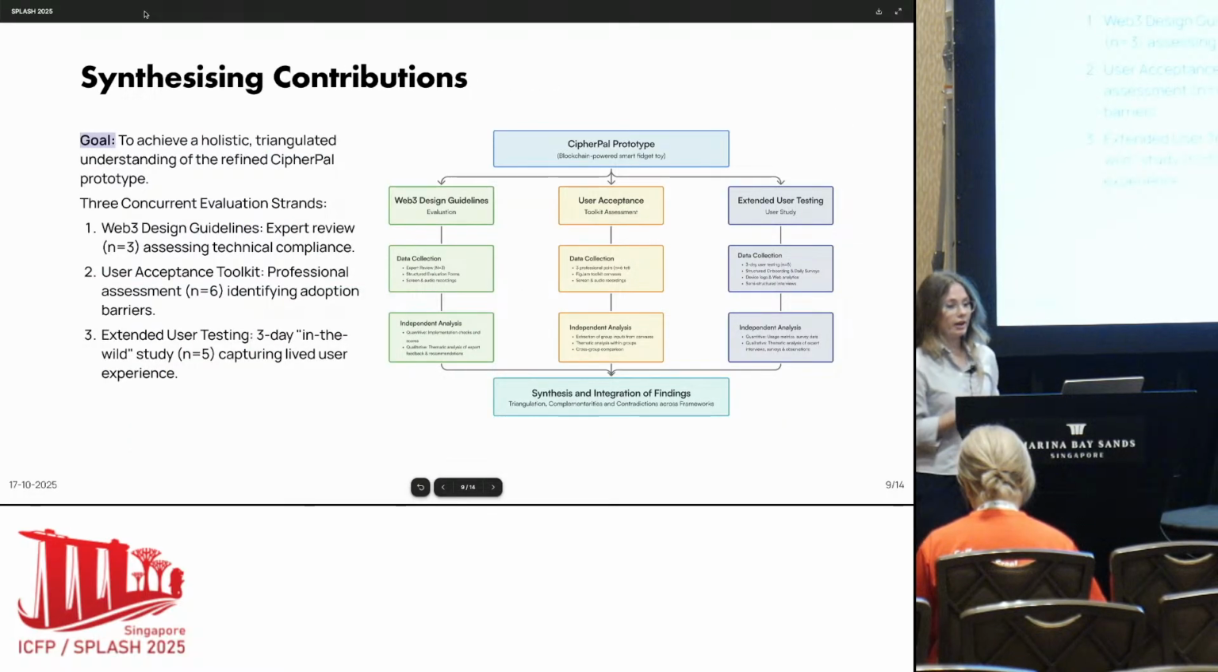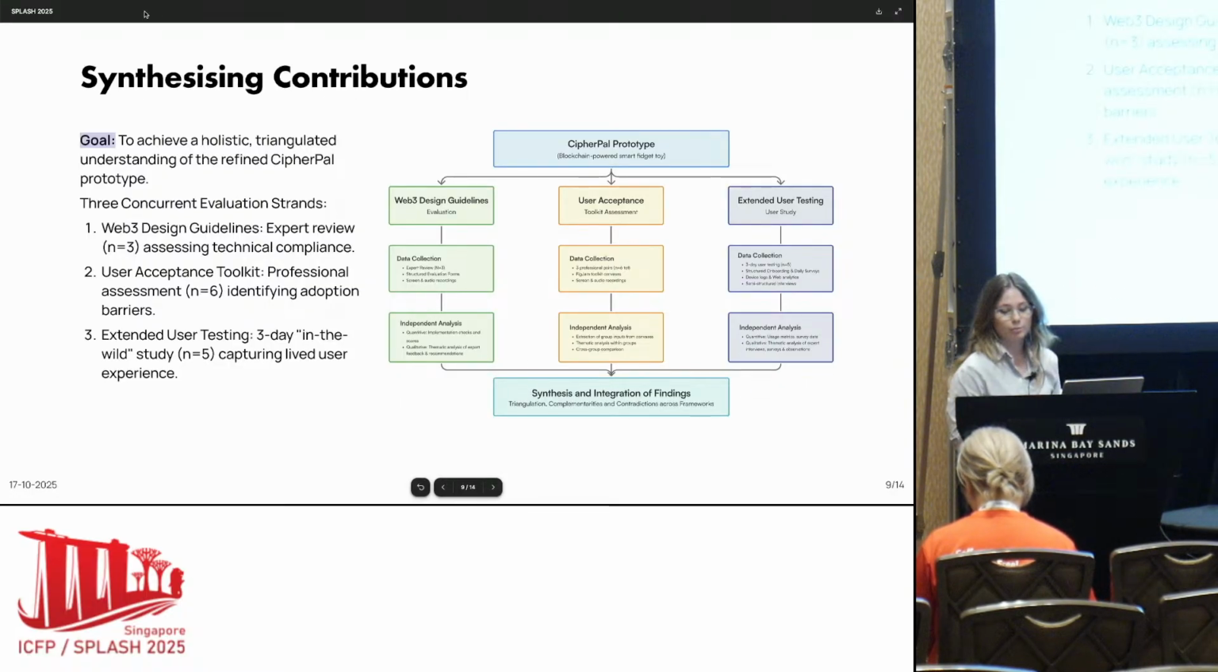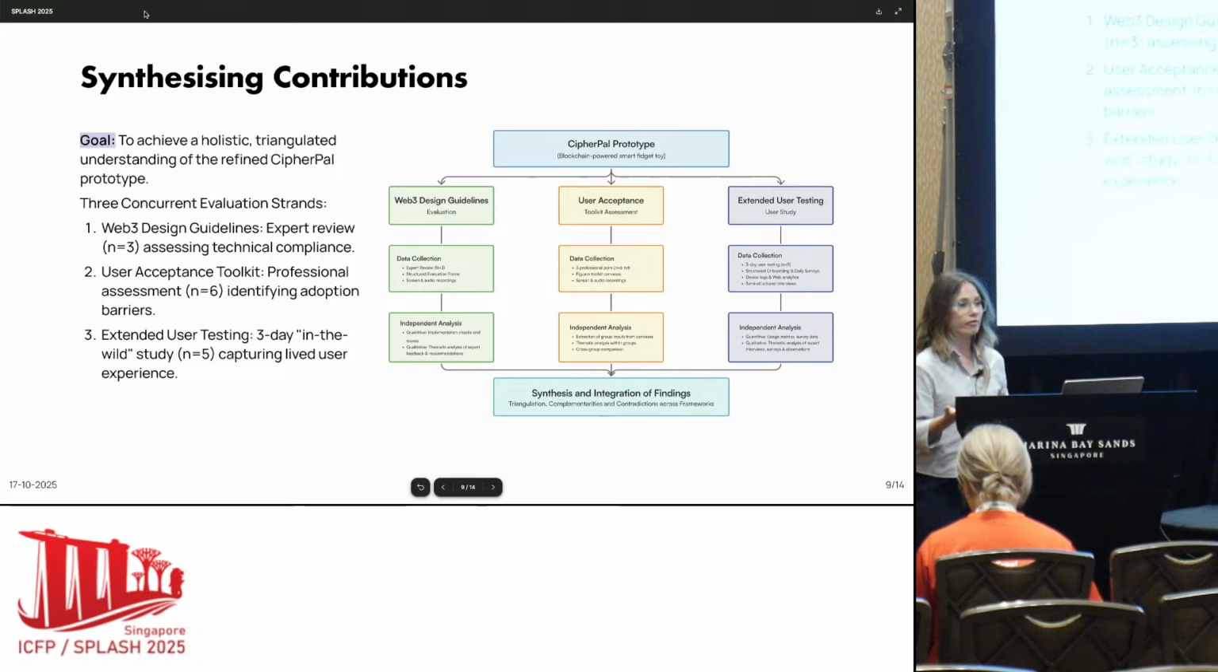And this brings me to the final and most important phase of my research, where we were trying to synthesize all of the contributions we did. So we took the probe from project number 1, which is a smart fidget toy, and we evaluated it with experts applying the web-free design guidelines. Then we evaluated it also professionally using the user acceptance toolkit, and then we also gave the probes to 8 users for 3 days in their houses. And we separately analyzed the data from each of the strands, and then we tried to find the contradictions and overlaps of each one.